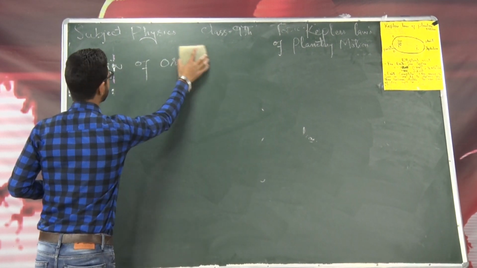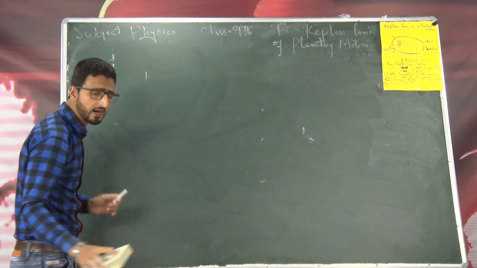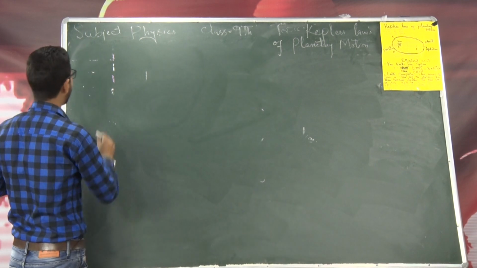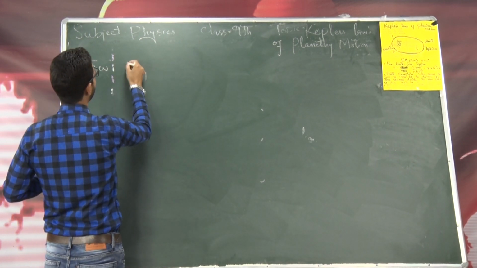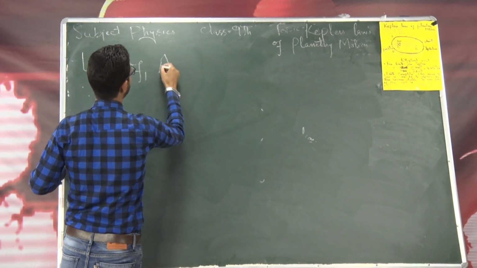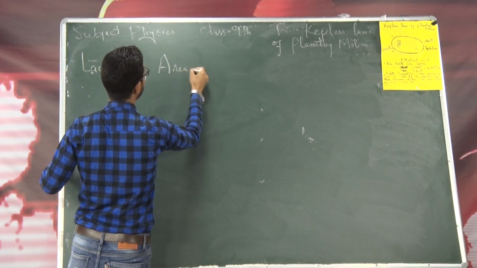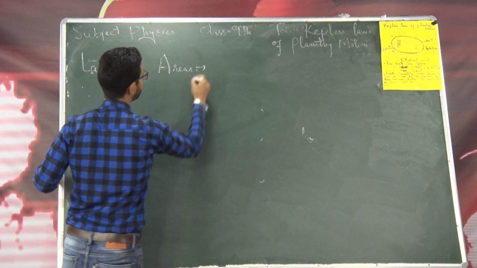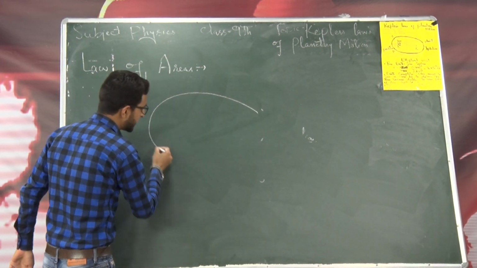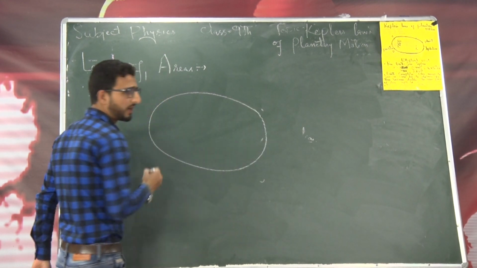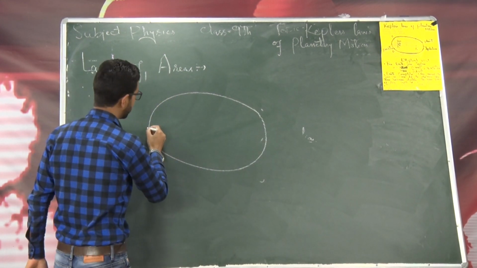Now let us discuss Kepler's second law, that is called the law of areas. So let me write here Kepler's second law or law of areas. We also call it the areal rule, right? Now see, let me draw an ellipse here. This is the path followed by a planet around the sun.